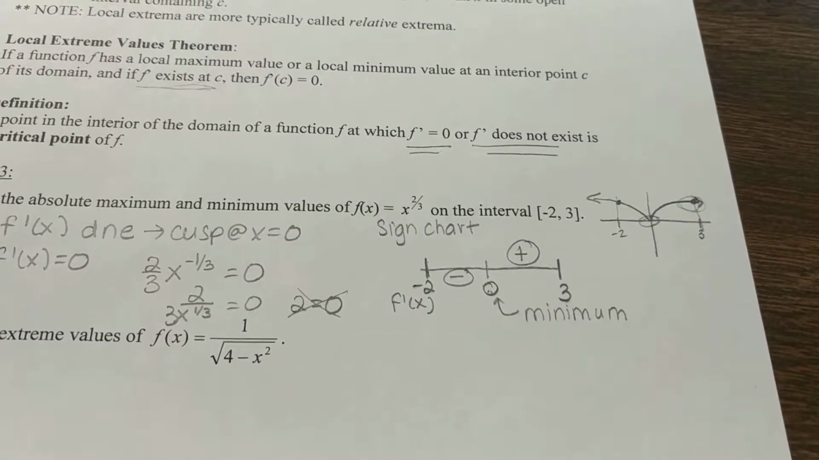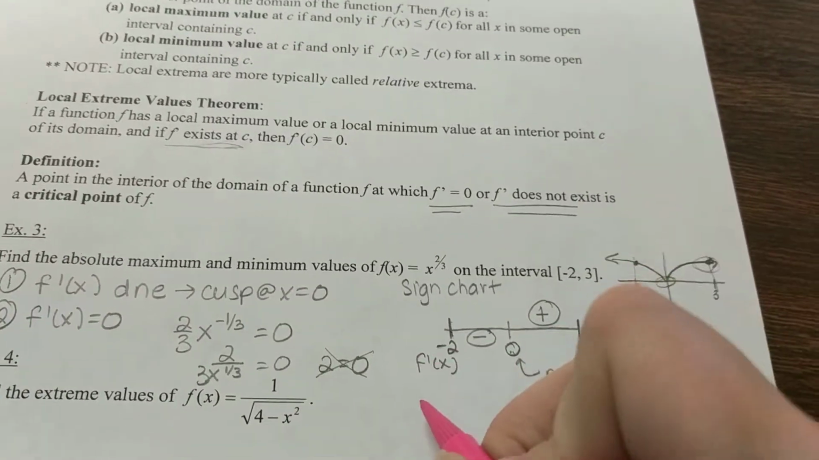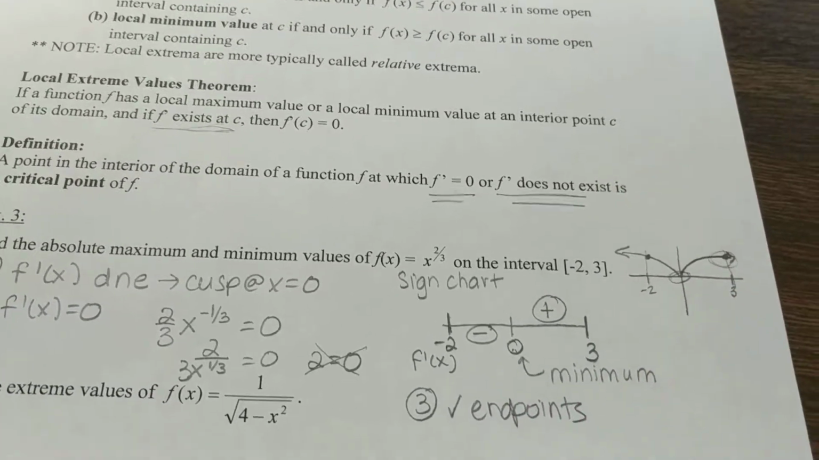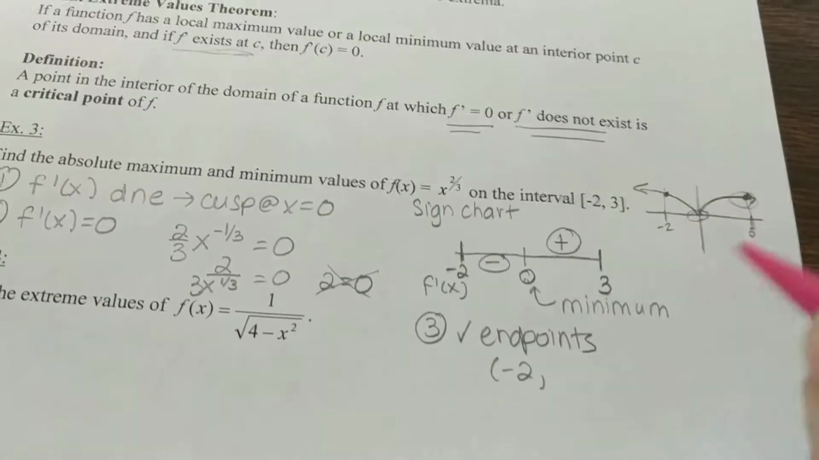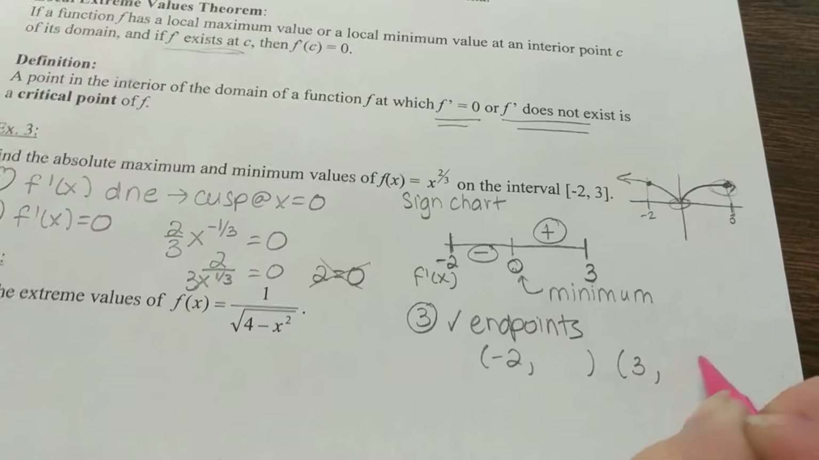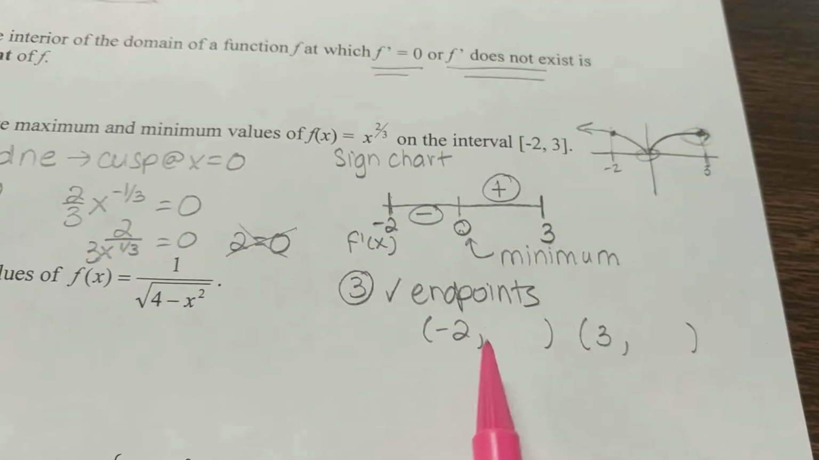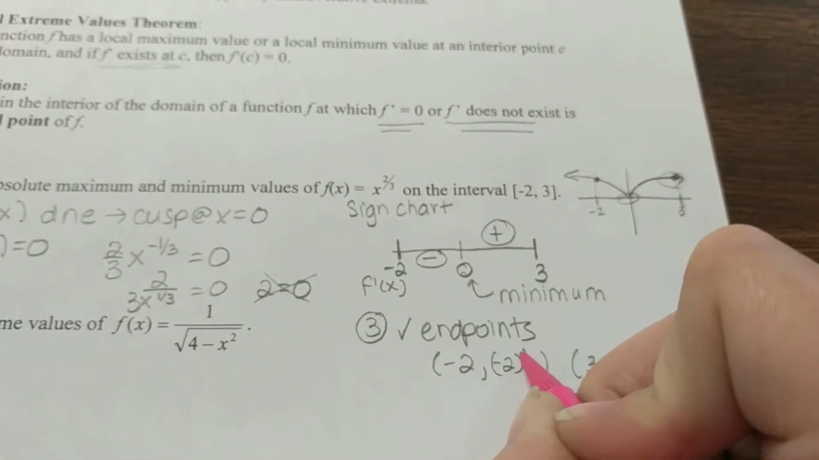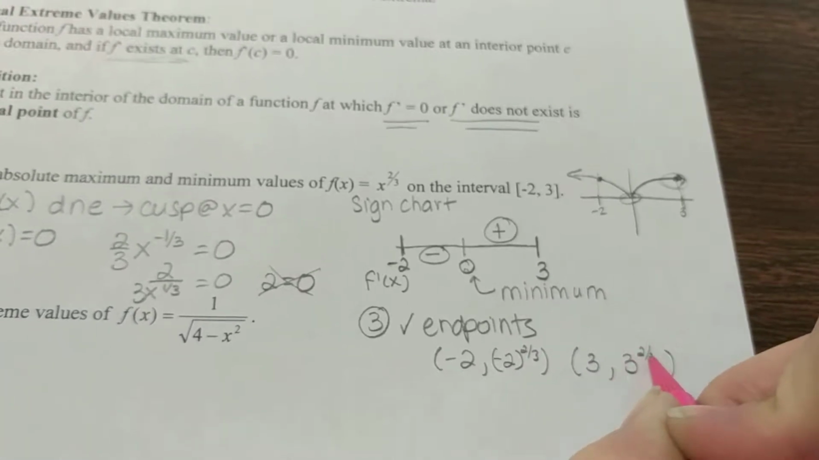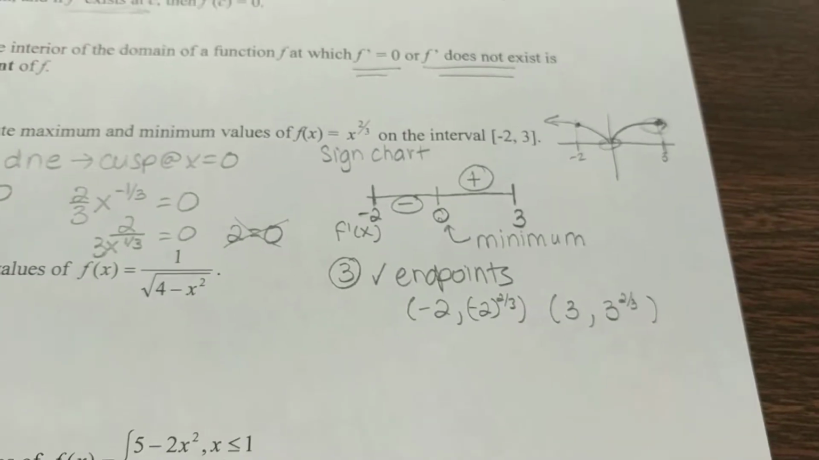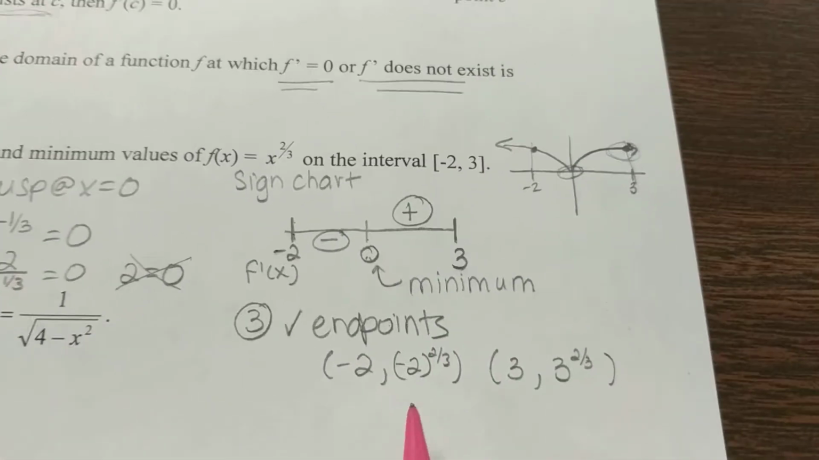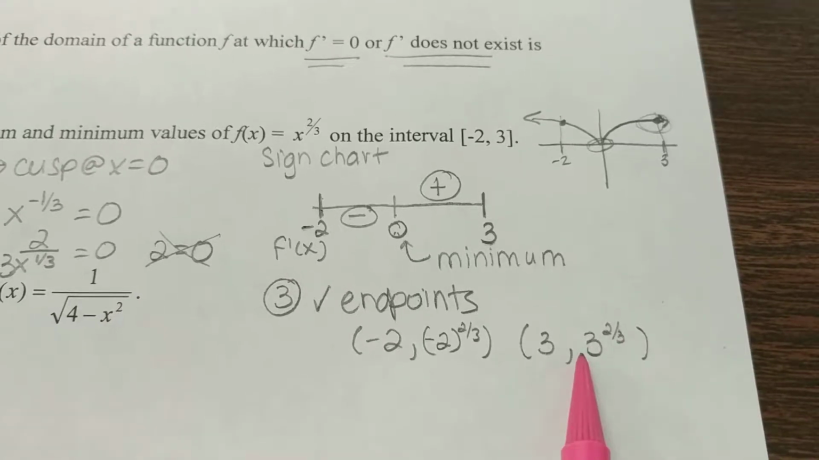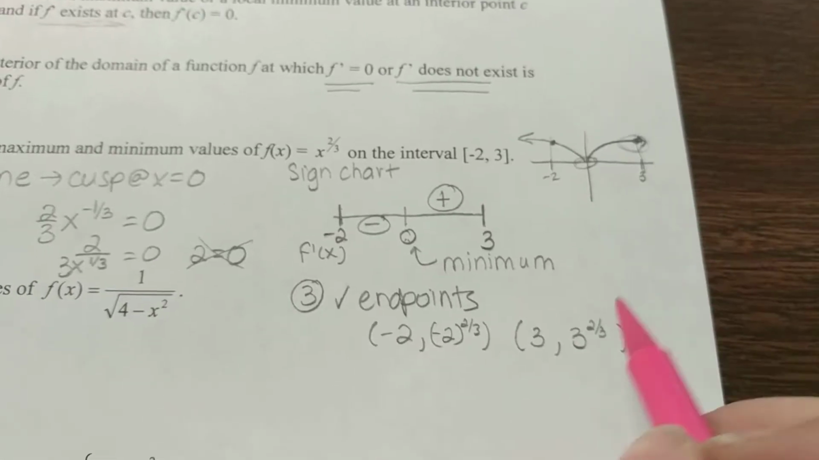The last step that I need to consider is to check my endpoints. So step 3 is check your endpoints. I want to check the ordered pair at -2, and I also want to check the ordered pair at +3. Since we're talking ordered pairs, we use the original function. So I get -2 to the 2/3, and I get 3 to the 2/3. Now, if you put those on your calculator, you can go ahead. But if I square this and then take the cube root, I get the cube root of 4, and here I get the cube root of 9. So this one is obviously going to be bigger.